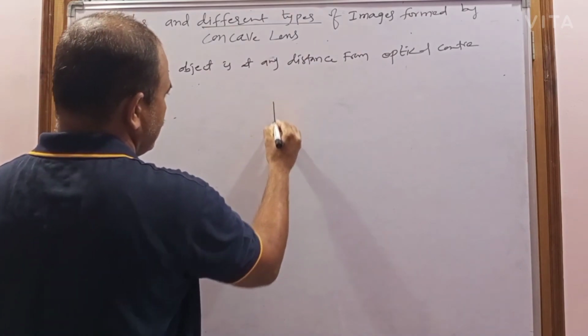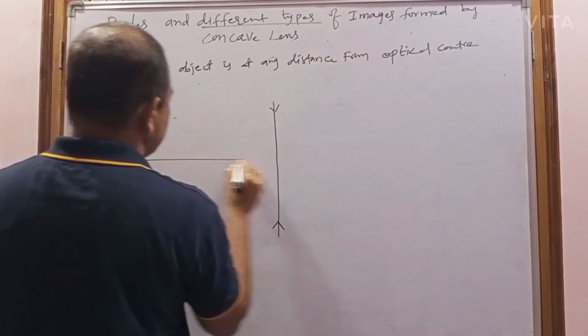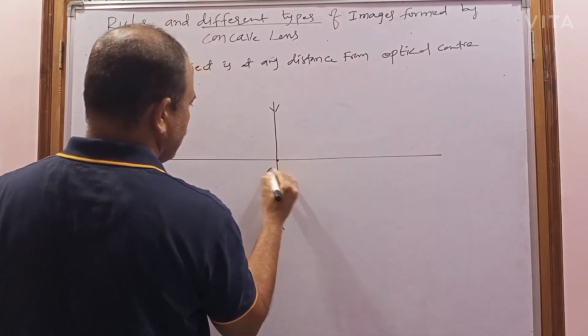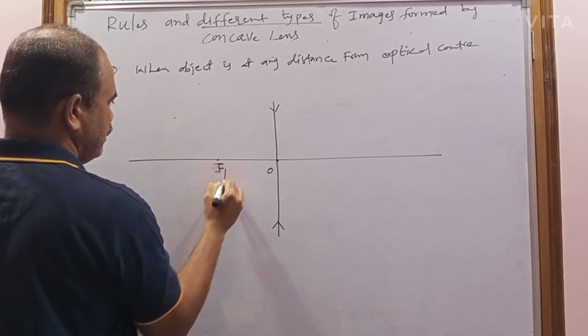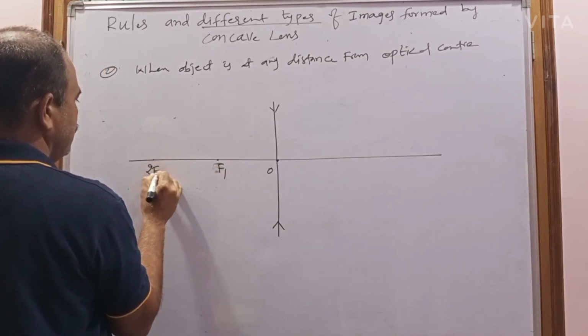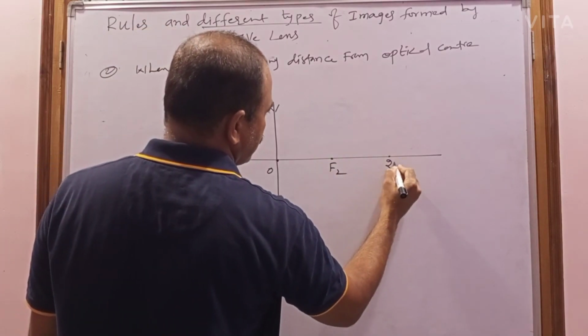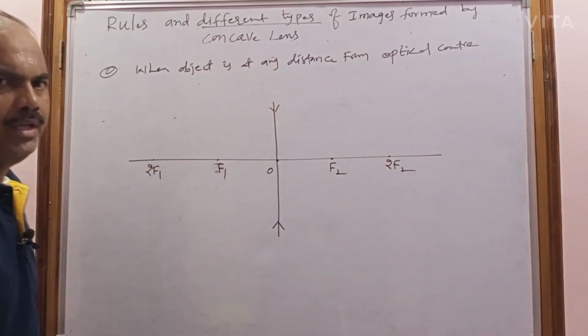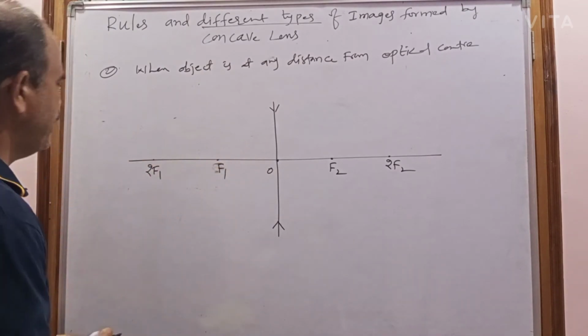So now consider this is the concave lens. Now this is the principal axis and this is the optic center. Now consider this is f1 and this is 2f1, this is f2 and this is 2f2. Now you take the object at any distance from the optic center. So now I am taking the object here.